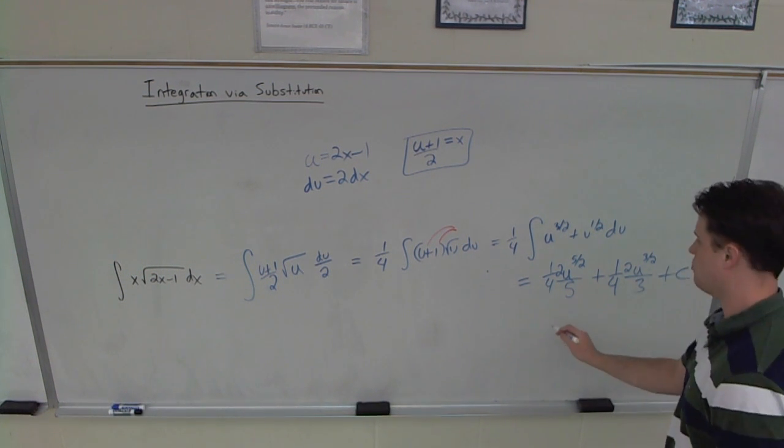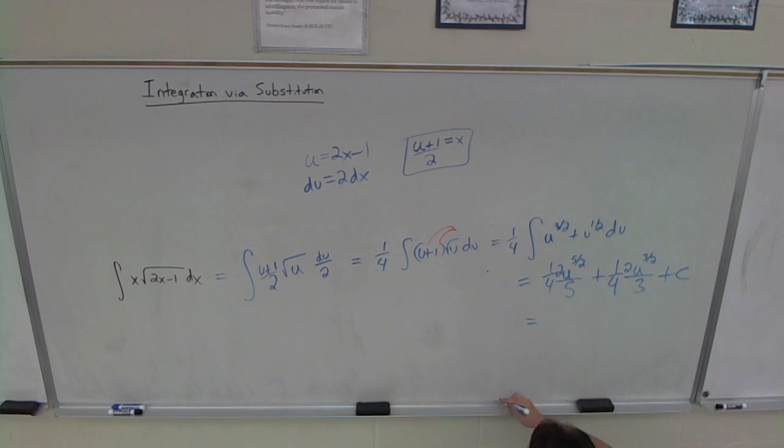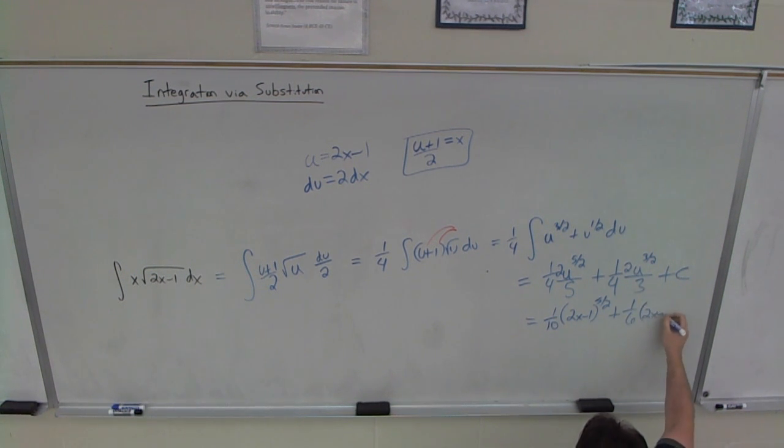Questions? So simplify. I think that's 2 over 20, which is 1/10, (2x minus 1) to the 5/2 plus 1/6 (2x minus 1) to the 3/2. There we go. What's the only thing I really haven't shown you today yet?